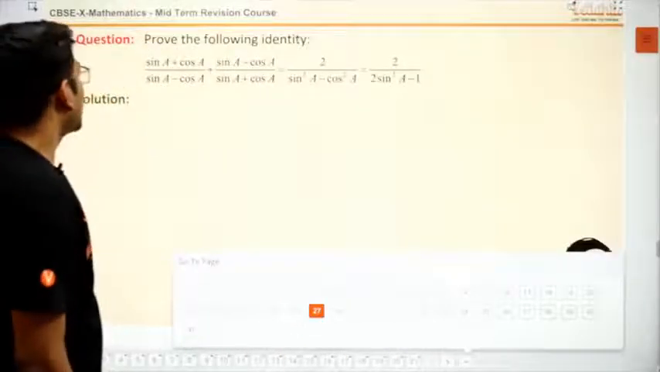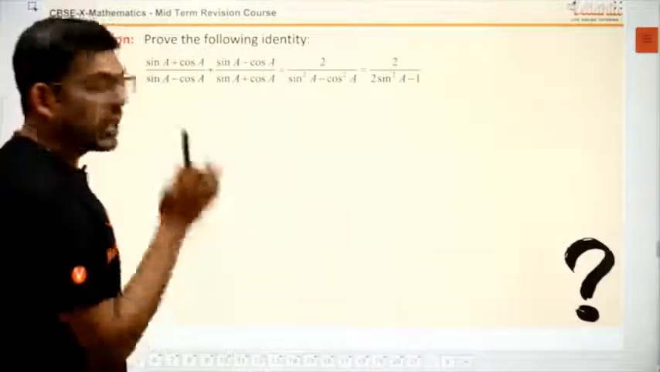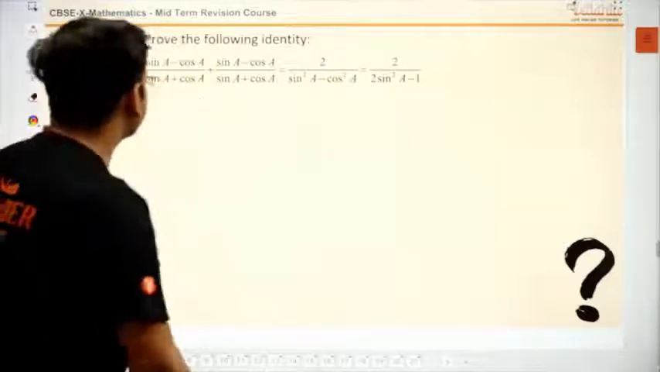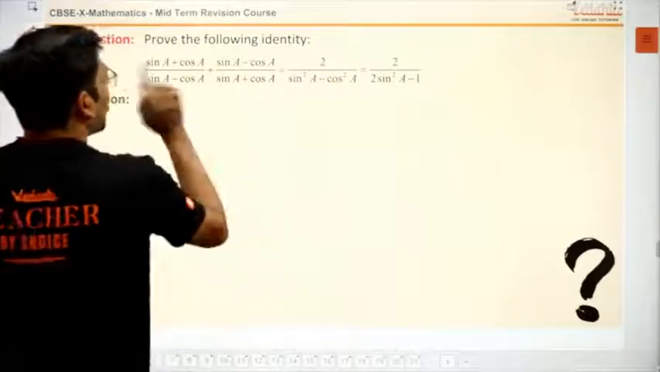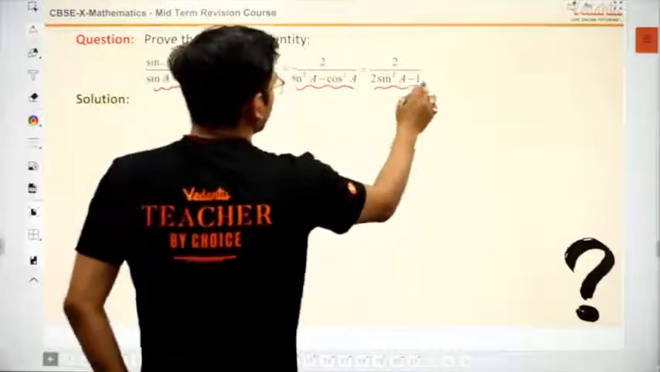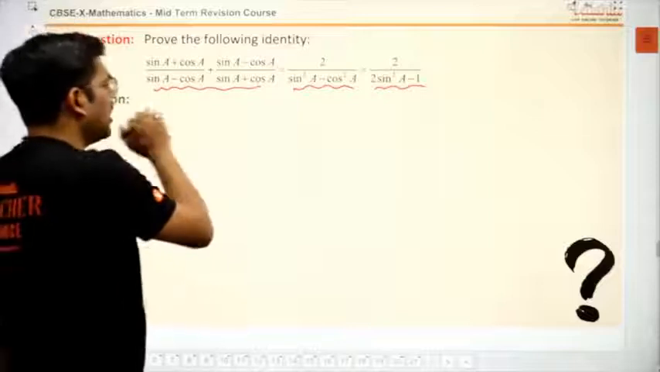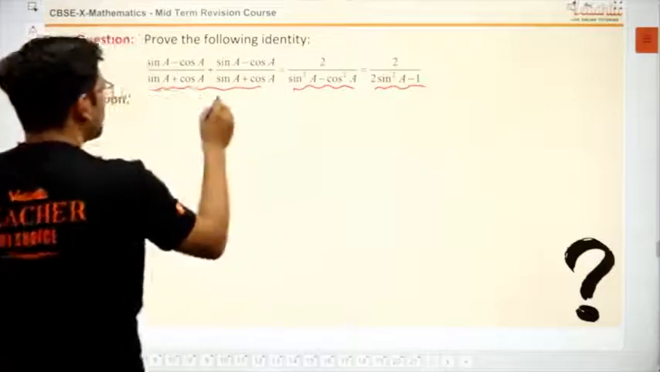27. Such a beautiful question, yaar. Looking so tough, na? I'll solve it in a very easy way. Now see, what you have to do: you have one term, second term and third term. You have to prove these three terms equal.